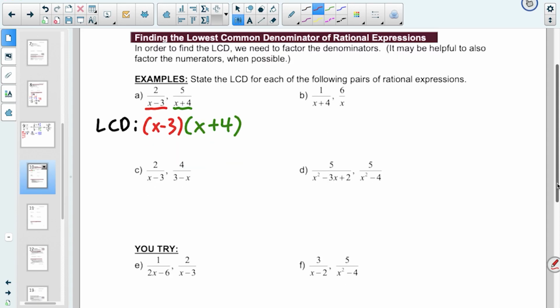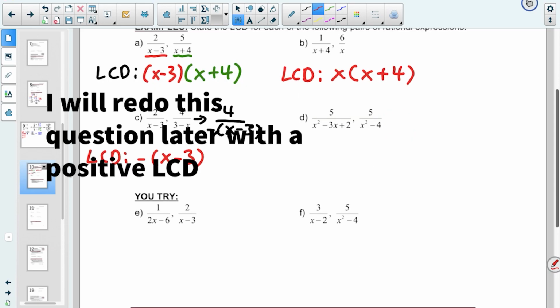Moving on to our next question, we have a new LCD in this case. We're going to multiply our two denominators together. We'll have x times x plus 4 as our lowest common denominator.